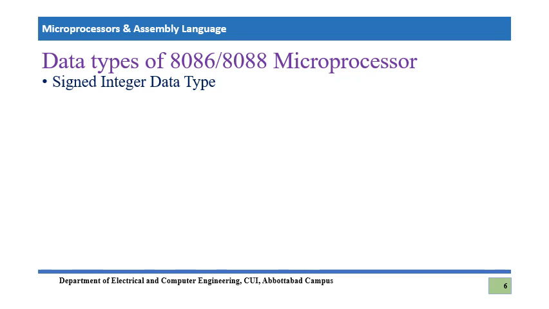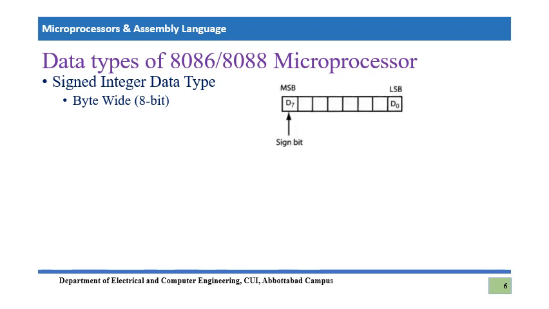In this particular slide, we are going to talk about the signed integer data type. Like the unsigned integer data type, there are two different versions of the signed integer data type. The very first one is similar to what we discussed earlier, and that is byte-wide information. That means we are using only 8 bits of information, which can be used in only one memory slot.